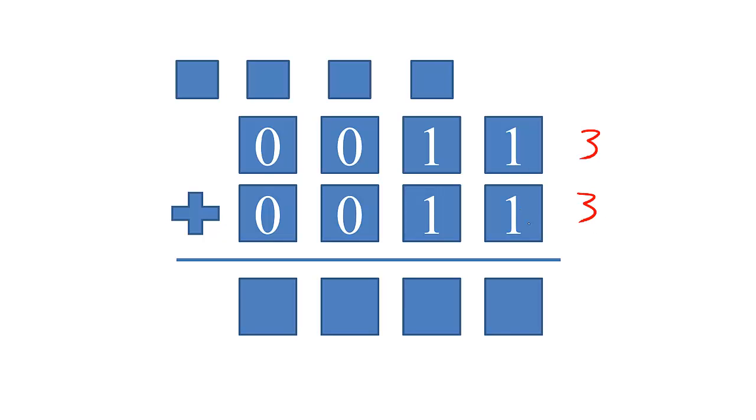1 plus 1 sums to 2, so we carry the higher weighted bit of 1 to the next position. 1 plus 1 plus 1 sums to 3, so we carry the higher weighted bit to the next position again. 1 plus 0 sums to 1, so we carry the higher weighted bit of 0 to the next position. Finally, 0 plus 0 plus 0 sums to 0, so we again carry a 0 to a higher position.